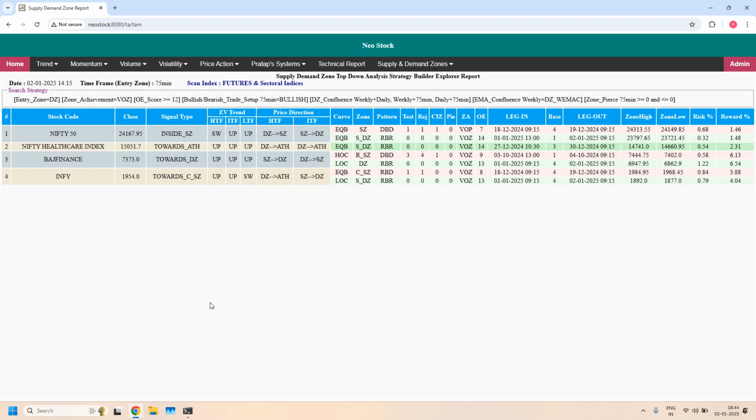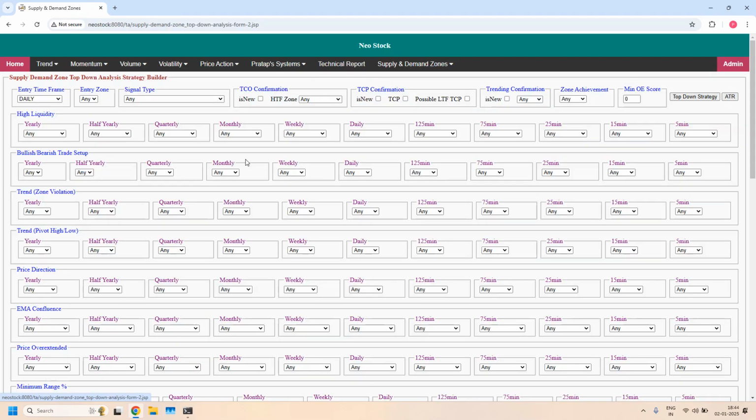Okay, this is about the bullish trade setup for weekly income trade. Next, bearish trade setup for weekly income trade. Entry time frame 75 minutes.